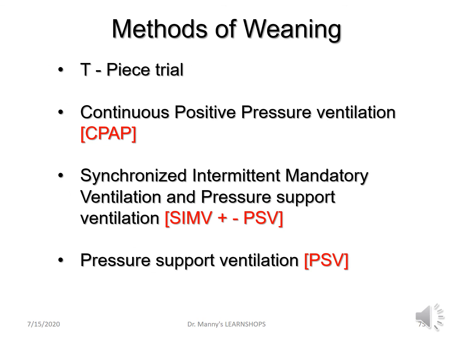What are some of the methods of weaning? T-piece trial, continuous positive airway pressure ventilation, synchronized intermittent mandatory ventilation with pressure support, or pressure support ventilation. They're typically the more common ones. Are any better than any other? I don't think the evidence in the research indicates any one is better than any other. Personal preferences. I prefer SIMV with pressure support ventilation.